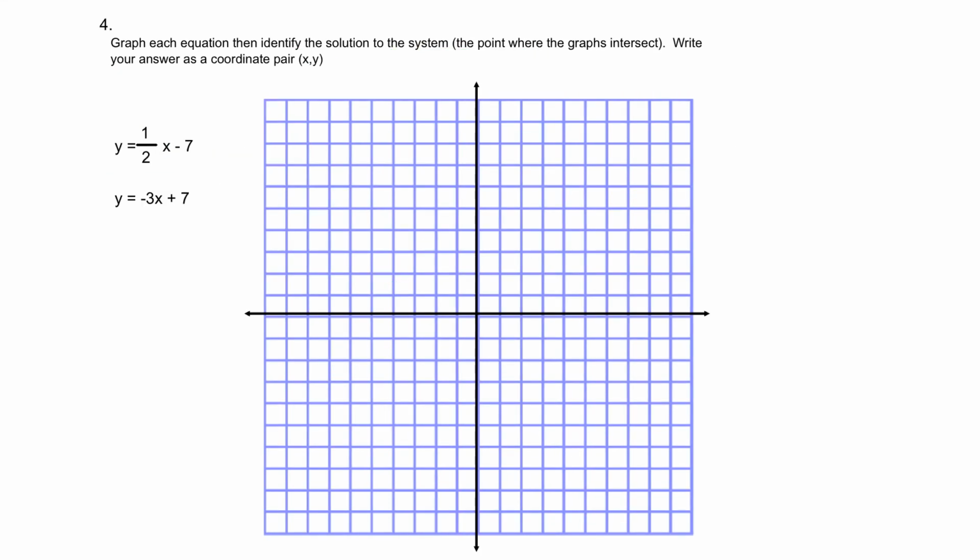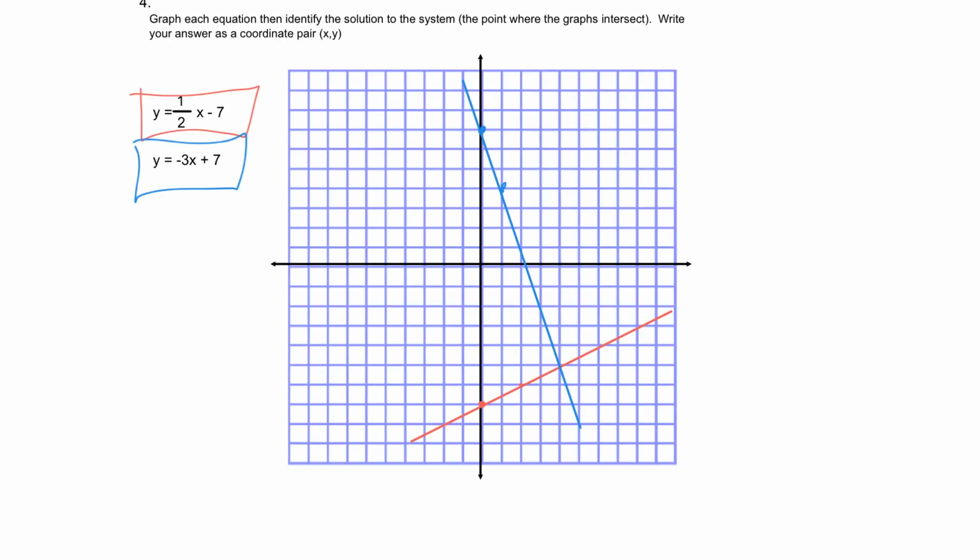For number 4, do the same thing. Graph each of the two lines and look to see where they cross. That looks like it's right here, and that is the point 4, negative 5. So, as before, make sure it works.